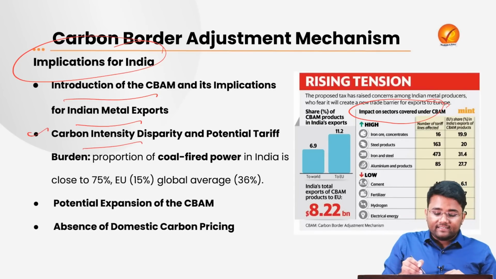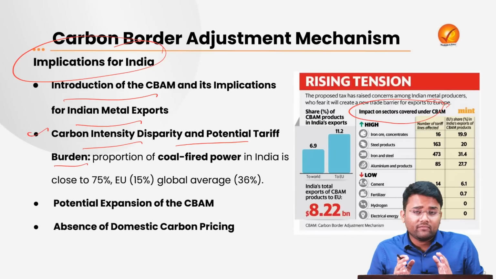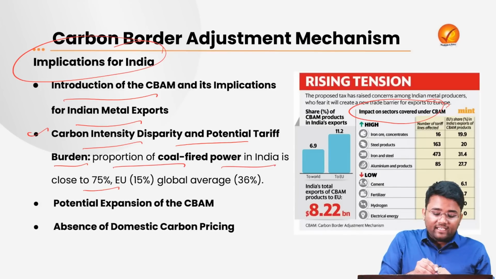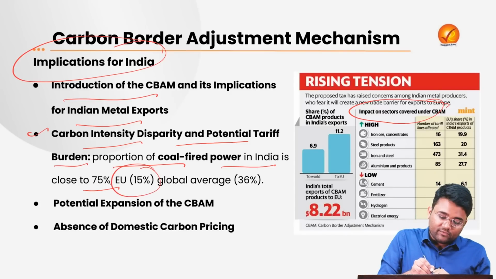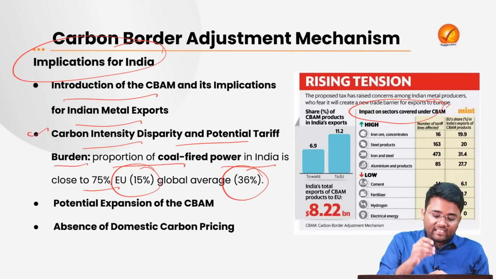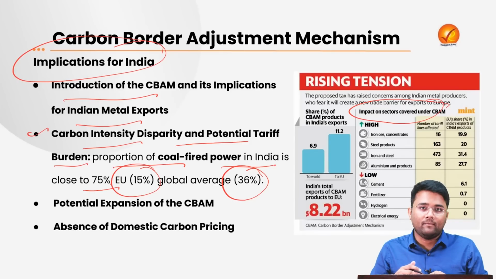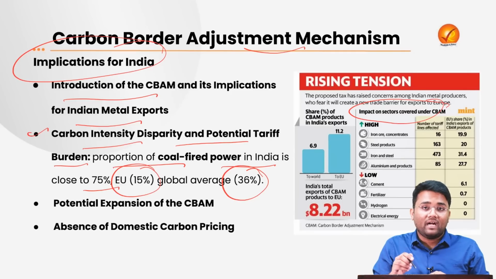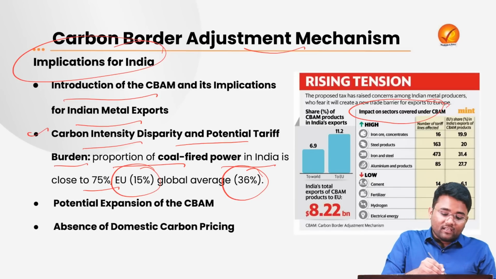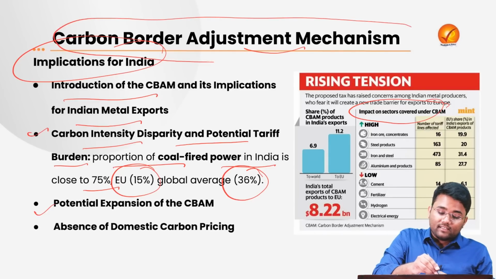Then if we talk about the carbon intensity disparity and the potential tariff burden, there is a disparity between the carbon intensity that India has as compared to the EU. The proportion of coal-fired power in India is close to almost 75%, whereas it is 15% in the European Union and the global average is 36% only. So transition directly from this 75% coal-fired power to renewable energy is not actually very feasible for India. And that is why this CBAM might impact our various sectors, especially the metal sector as well as sectors like cement, fertilizer, etc.